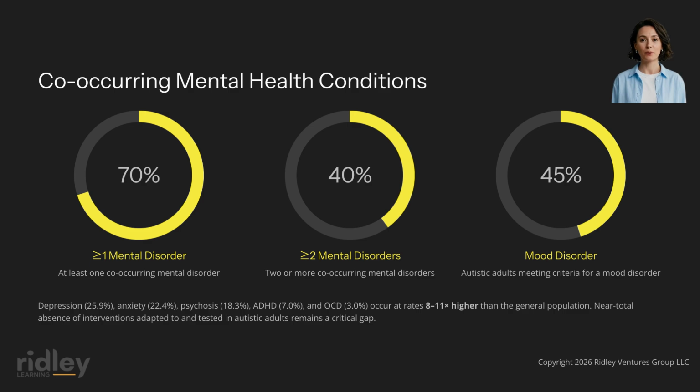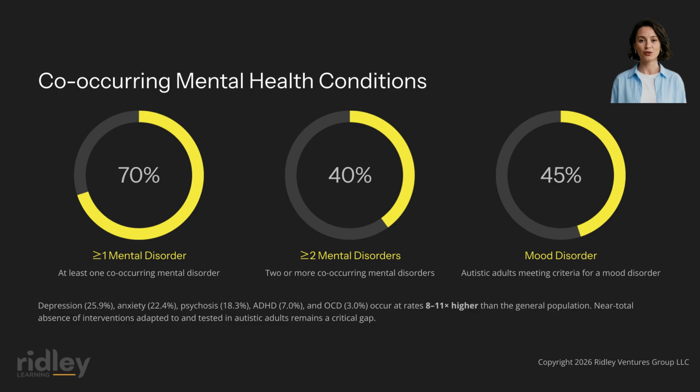Underwood and colleagues' Welsh population record study quantified the magnitude of this issue in adults. They found depression in 25.9%, anxiety in 22.4%, psychosis in 18.3%, attention deficit hyperactivity disorder, or ADHD in 7.0%, schizophrenia in 5.2%, obsessive-compulsive disorder, or OCD, in 3.0%, and bipolar disorder in 2.5%, with rates roughly 8 to 11 times higher than in the non-autistic population across all of these diagnostic categories.